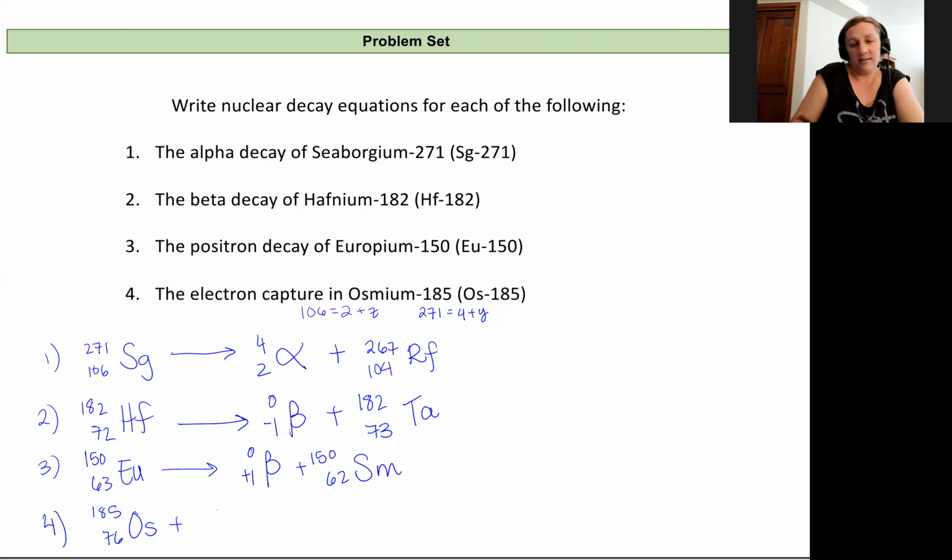And well, I've been using the beta and alpha symbols, but since it's called electron capture, it's hard for me not to actually write the electron symbol. So it doesn't matter which one you use, in my opinion. Maybe there are some that disagree. So 76 minus 1 is going to give us 75. So we're going to produce an element with an atomic number of 75, and our mass number stays the same. And so this is going to correspond to rhenium. And that's it. There's 4 examples of nuclear decay equations.